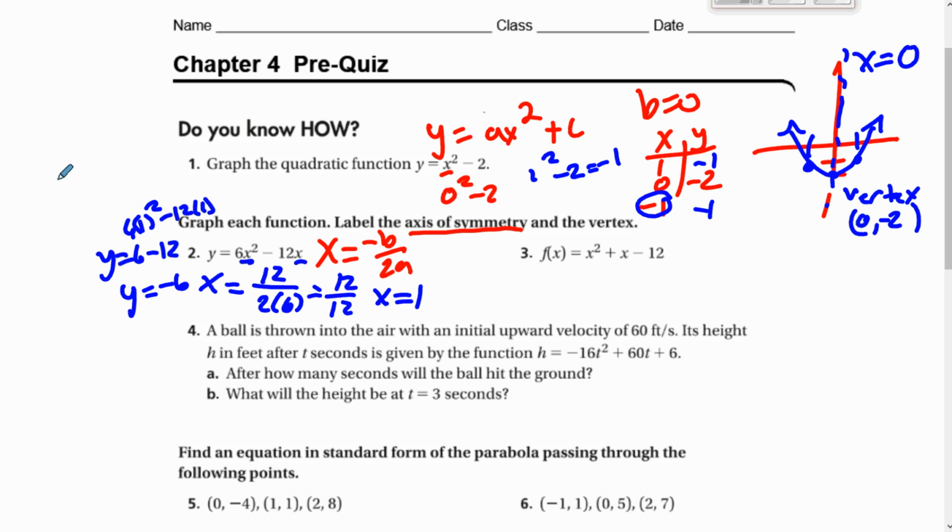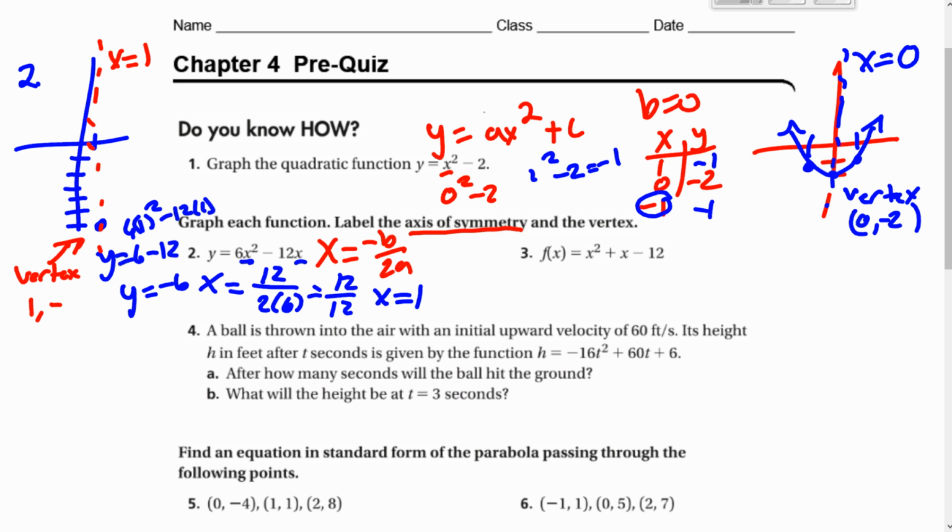So I'm going to go ahead and graph number 2. To graph, I go over 1 and down 6: 1, 2, 3, 4, 5, 6. Label my axis of symmetry, x equals 1. Label my vertex. So that is 1, -6.